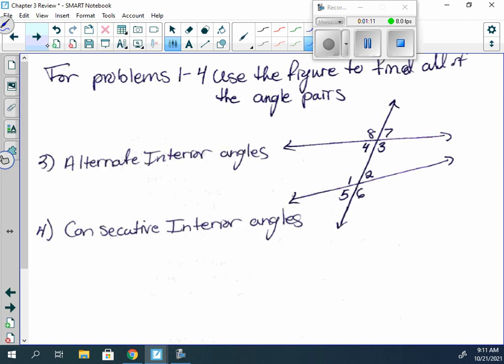Alternate interior angles are going to be between the two lines and on opposite sides of the transversal, so we would have 4 and then we would have 3 and 1 or 1 and 3. As long as you put the two together and make sure it's obvious that these two are the ones together and connected.